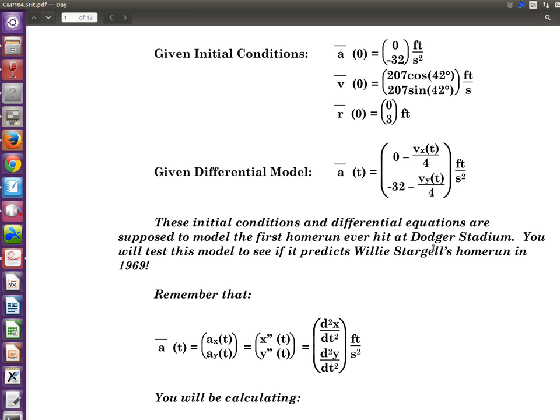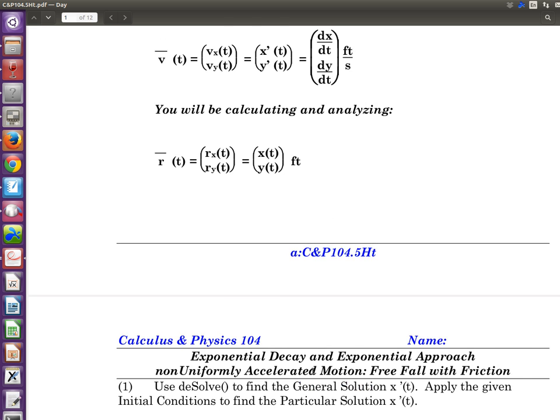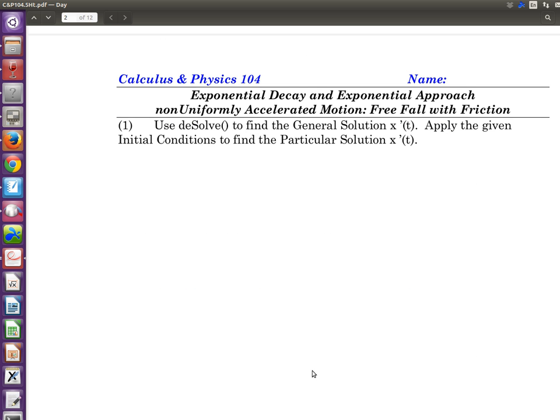All right, so these initial conditions and differential equations are supposed to model the first home run ever hit at Dodger Stadium. You will test this model and see if it predicts Willie Stargell's home run in 1969. So remember what a of t is, and remember what you're calculating, the velocity vector and the position vector. So here we go. Number 1. Use DE solve to find the general solution of x for x prime. Apply the given initial conditions to find a particular solution.